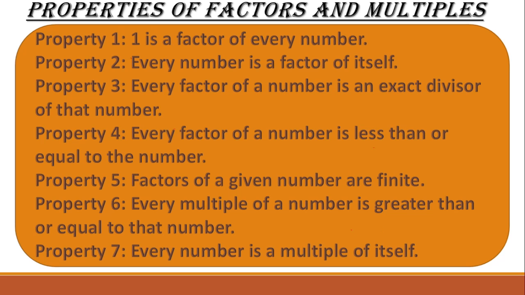Now if we see multiples of 6, the first multiple will be 6 only. So if you start multiplying 6, 6 into 1 is 6, right? So 6 is a multiple of itself. 5 into 1 is 5. So 5 is a multiple of itself. So in the 5 table, 5 will obviously come. And in every table, the number itself will always come, right? So every number is a multiple of itself only. So these are the 7 properties of factors and multiples.